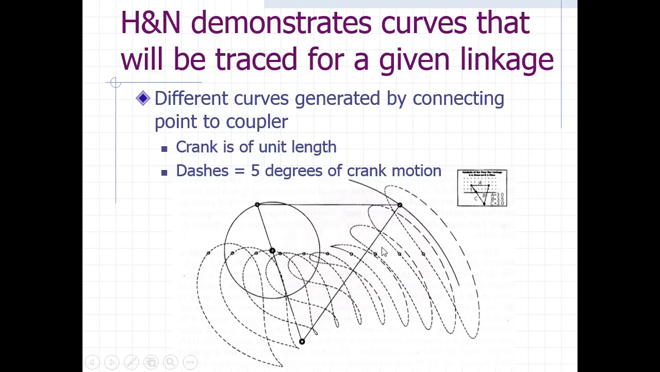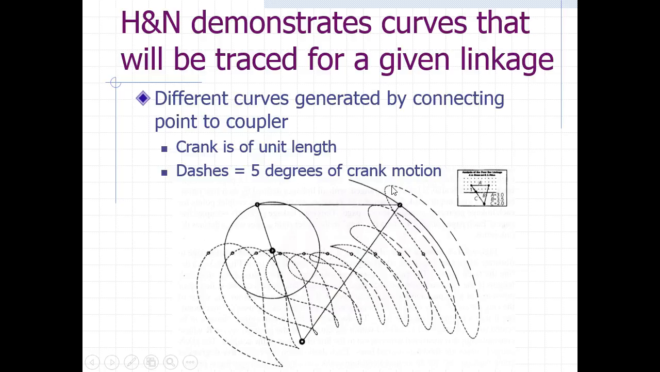So if we wanted to trace out, for example, this curve, which is shaped kind of like a banana, we'd simply take our coupler, and instead of having it be just a straight line, we'd make it a triangle. So we'd come down here, touch that point, and then go back up. And then what we find is this point here, which would be contained in our triangular shaped coupler, would trace out this path as our crank rotated completely around.